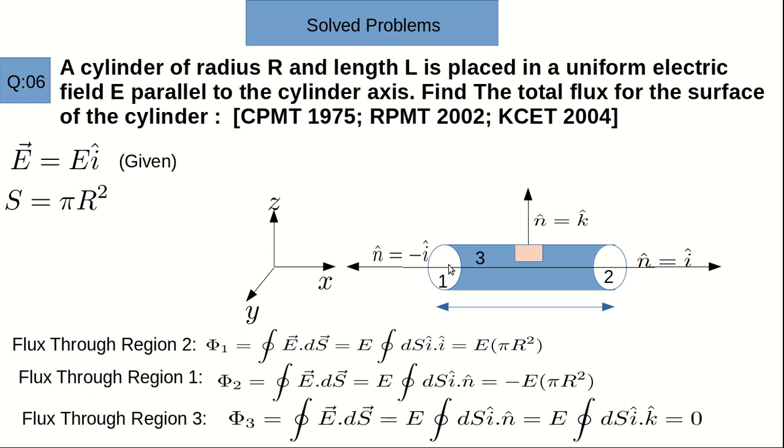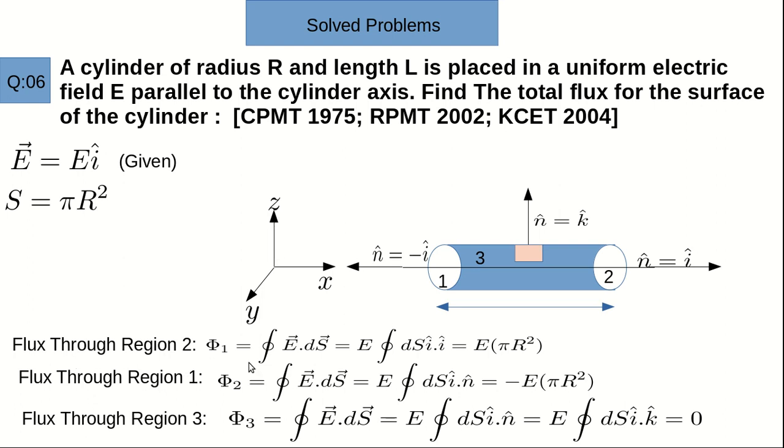So this is our cylinder, and for this surface the unit normal n cap will be minus i cap. For this circular surface, the unit normal n cap is equal to i cap. I have marked these regions 1, 2 and 3. So for 1, n cap is minus i cap, for 2, n cap is i cap, and for 3, n cap is k cap. As you can see, this n cap is along z cap.